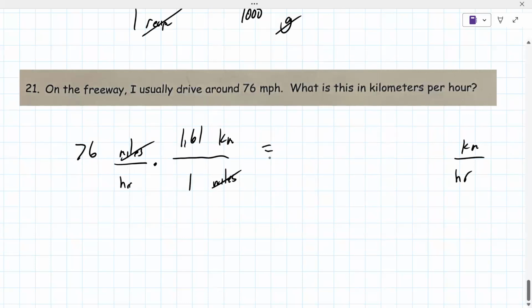Miles cancel, 122.36 kilometers per hour. Yeah. Where do you want to go from here? Let's do 22.